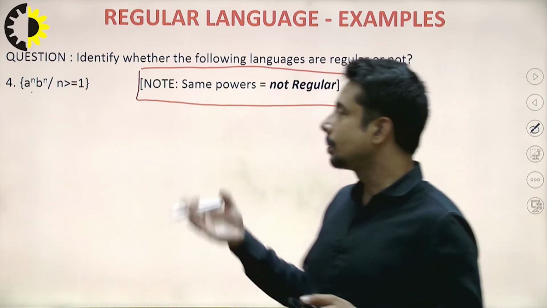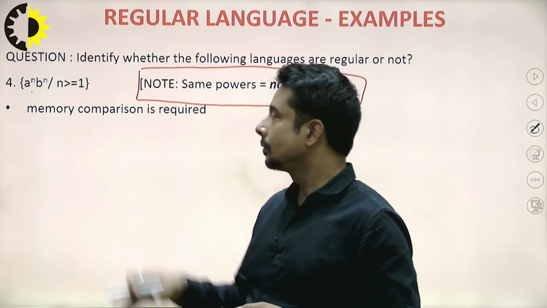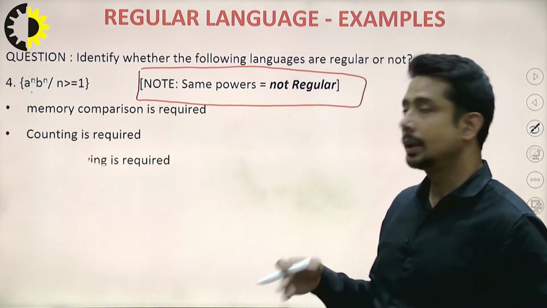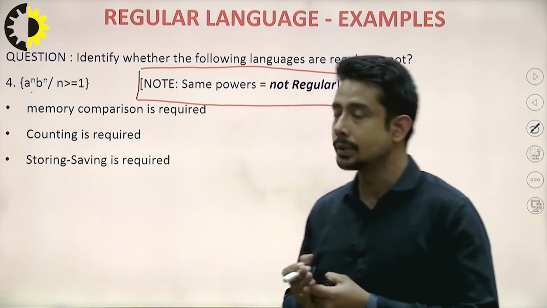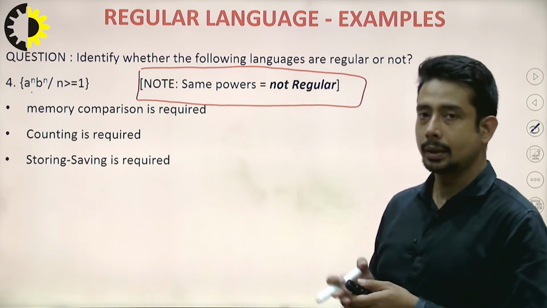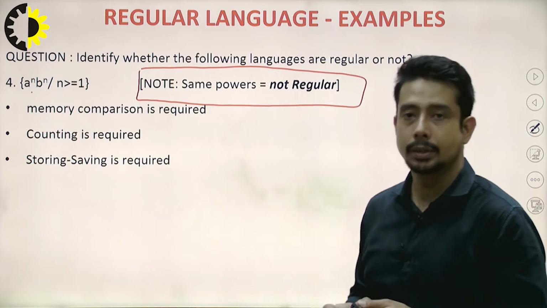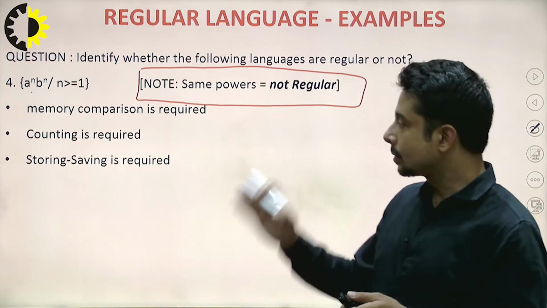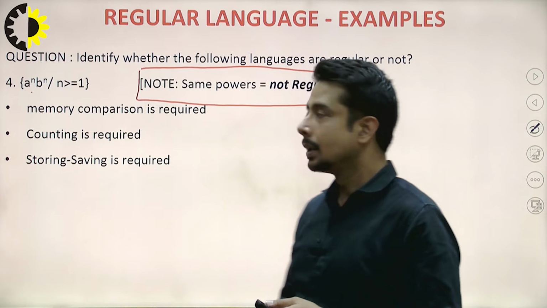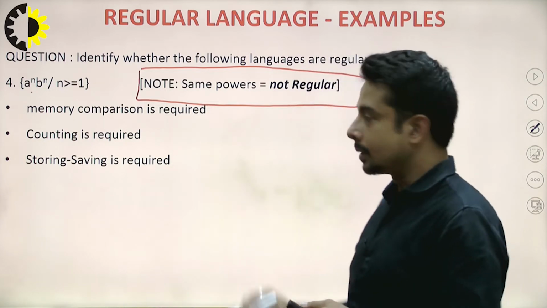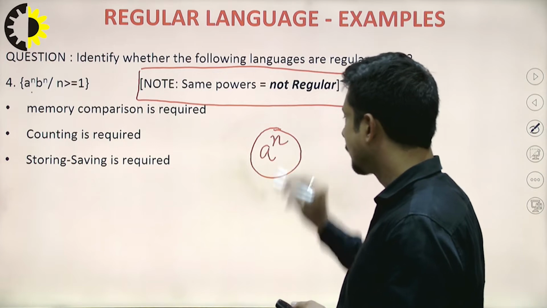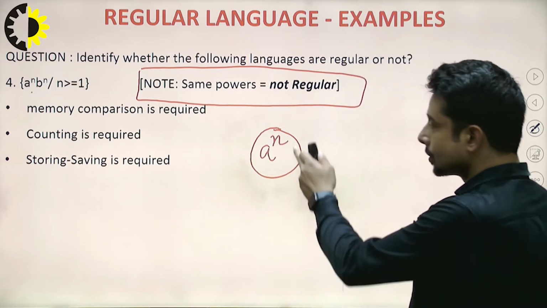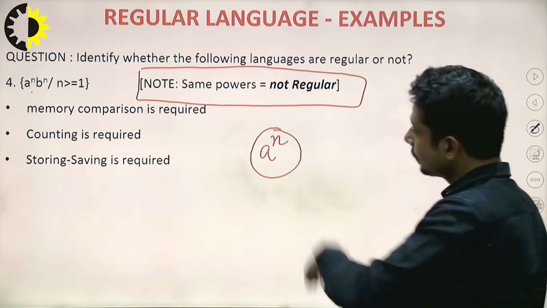So I don't know the memory. Memory comparison will be required. The next, counting is also required. If memory comparison is there, I need to count how many times a has finished and then b will be starting. Correct? That capacity is not there in the case of a finite state machine. And also storing and saving is required. See, a to the power n, b to the power n. I have to run first of all a to the power n. And the n value is not stagnant, and the n value is also infinite.